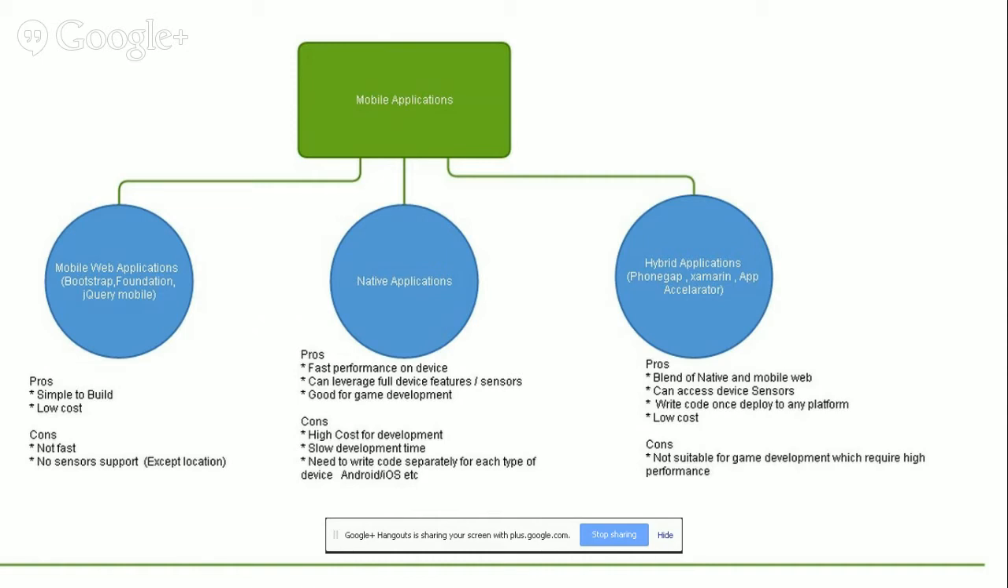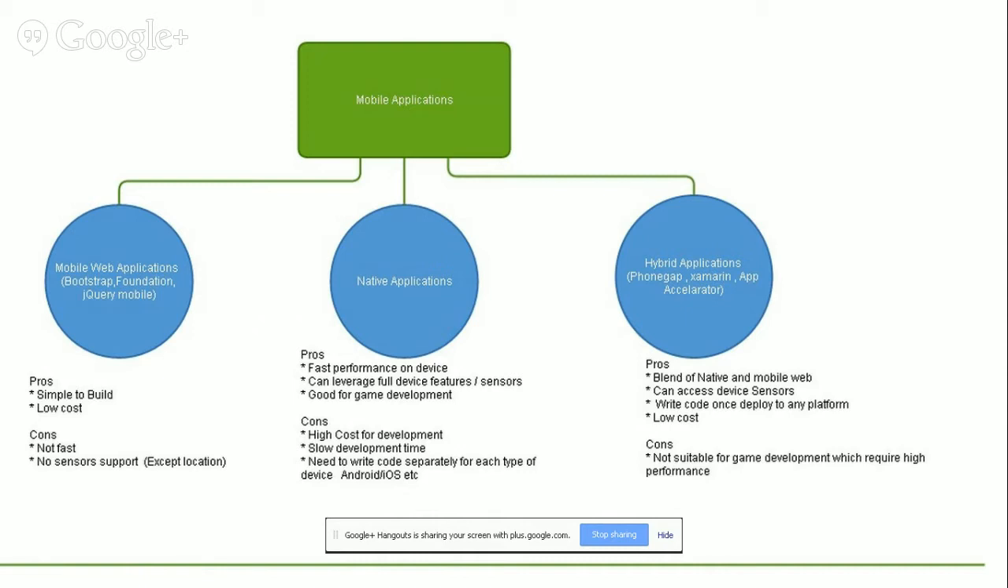Mobile web applications or hybrid applications cannot support very good graphics. They support high level graphics, but not native level. If it is CPU intensive, they cannot work. So those are some pros.